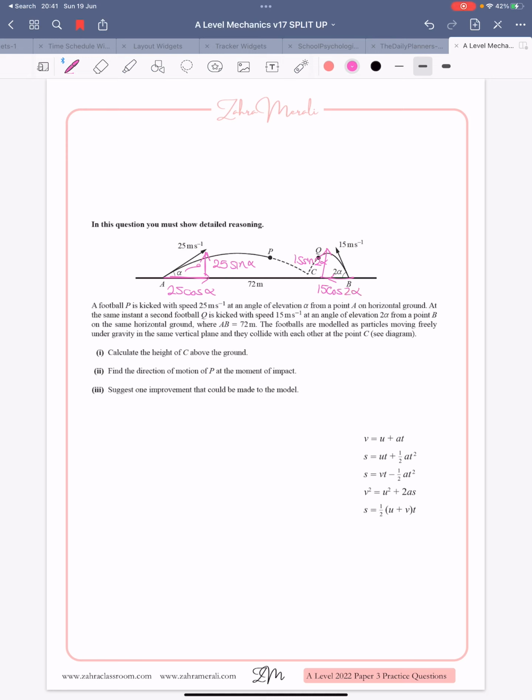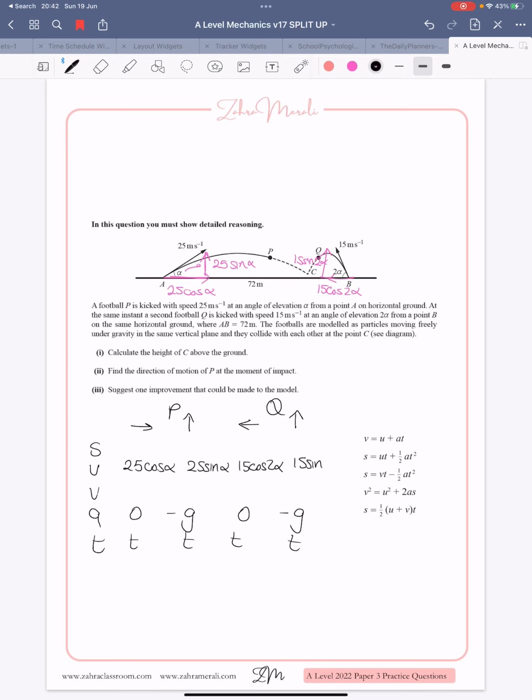And yeah, now we can think about SUVAT. We're going to think about P and Q. For P, I'm going to go horizontally that way, and for Q, that way. Let's do the easy ones. 0 minus g, you can do that almost instantly. Whenever they meet, the t's will be the same. We've already worked out the u's, so 25 cos alpha, 25 sine alpha, 15 cos 2 alpha, 15 sine 2 alpha. I'm going to call this XP, this YP, I'm going to call this XQ, and this YQ.